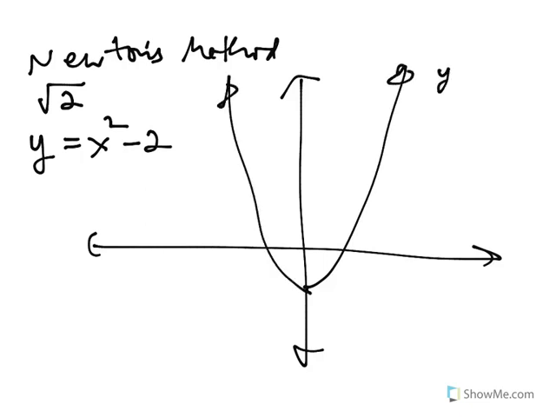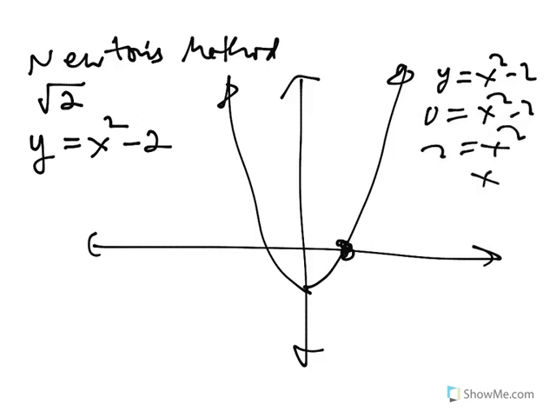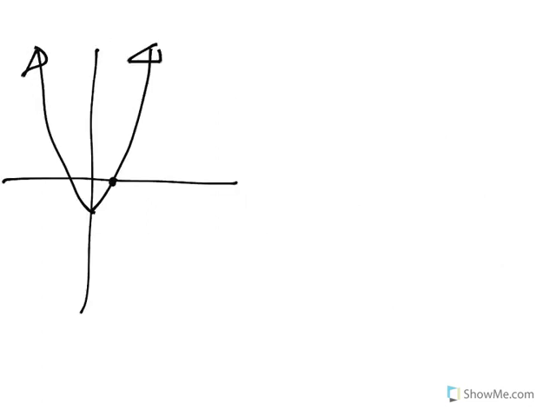And the thing to notice here is that the x-intercept on the right, 0 equals x squared minus 2, 2 equals x squared, would be the square root of 2. So this x-intercept is square root of 2 comma 0. And we want to find an approximation for that. So the way that works is that we start with a guess.